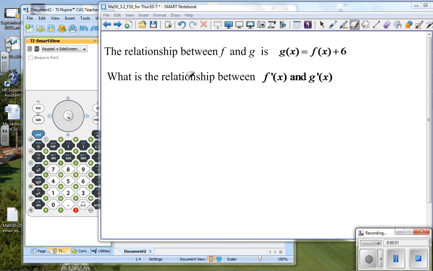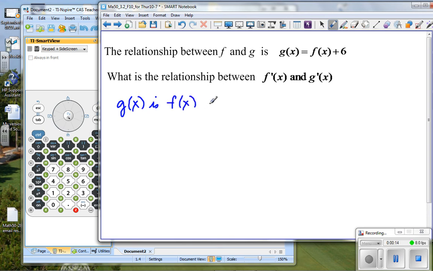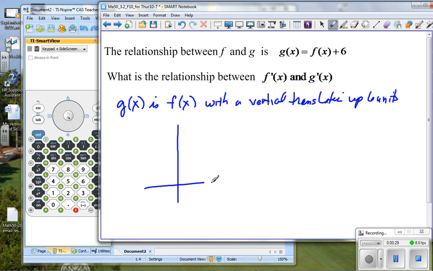This is part E. What we're going to do is compare these two functions and then compare their derivatives. We need to first of all realize that g of x is function f of x with a vertical translation up 6 units. So let's just see. If we have, let's call this f of x, g of x then would be the same function but up here.